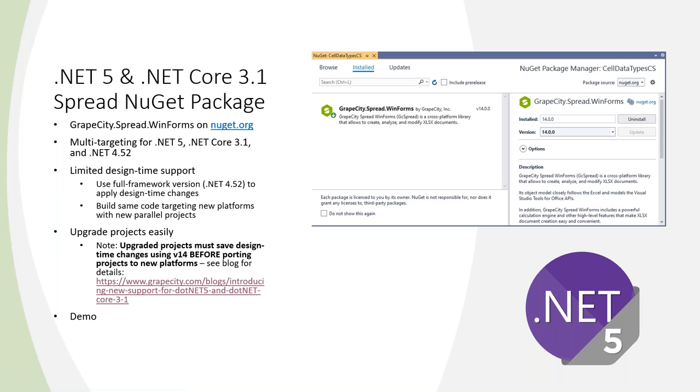We're very happy to announce the release of the new GrapeCity.spread.winforms NuGet package on NuGet.org. This package supports .NET 5, .NET Core 3.1, and .NET 4.52 targets. So you can reference this package to upgrade old projects to the new .NET 4.52 full framework build and to create projects targeting .NET 5 and .NET Core 3.1 using the same source.